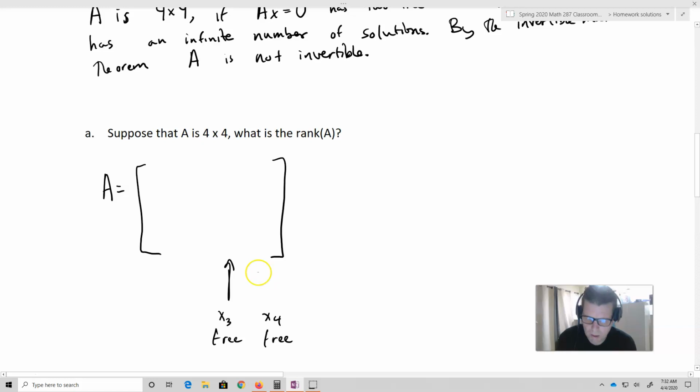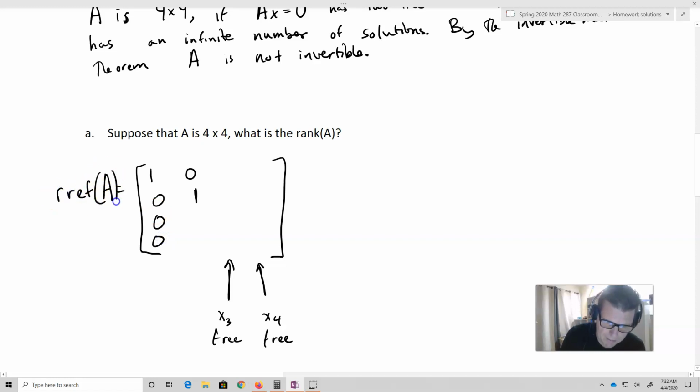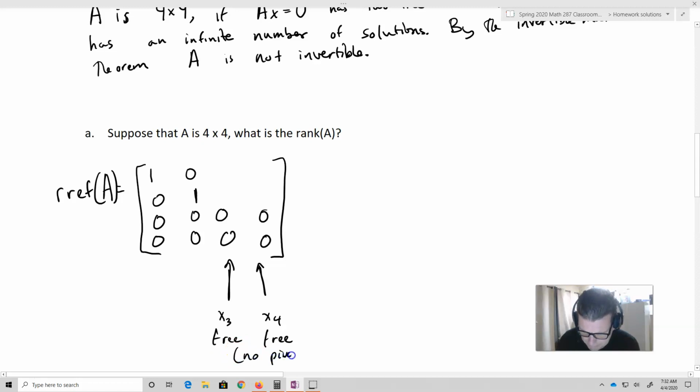Now what I know is, if x3 and x4 are free, that means there are no pivots in x3 and x4. So I'm going to place my pivots in x1 and x2. And then I'm just going to pretend this is the RREF of A. This is my row reduction. It's going to look like that, and then that means I've got rows of zeros down here, because free variables mean no pivots. Okay, so I've got like -1, 2, 3, 5, something along those lines. Who knows what it looks like?